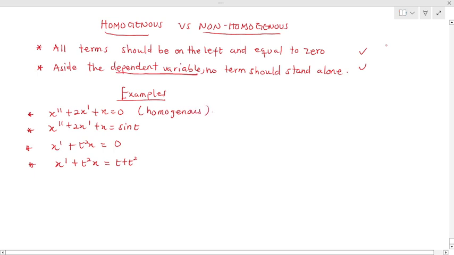Homogeneous. When I come to the second one, x'' plus 2x' plus x is equal to sine t. Are all the terms on the left? Yes. But there is one term on the right which is not 0. So if any term is on the right, it should be 0 for it to be homogeneous. So this equation is non-homogeneous.